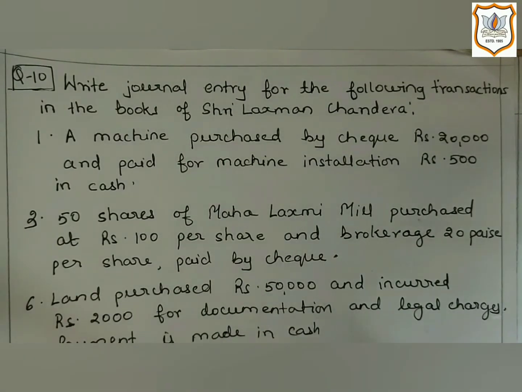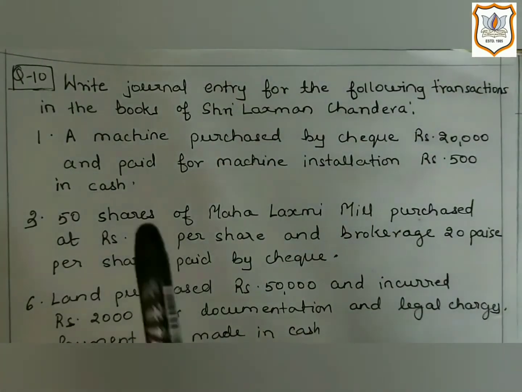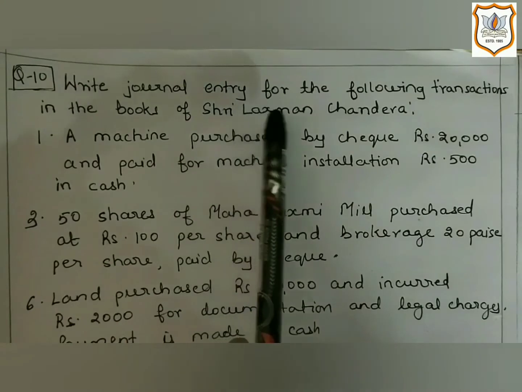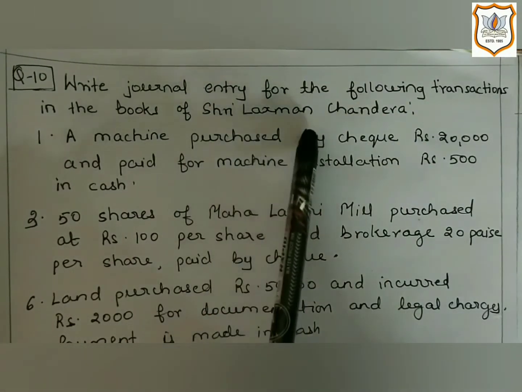Today I am going to explain to you journal entries of transactions related to assets, revenue and expenses. So here I have taken a few transactions of question number 10 and question number 11 of your textbook on page number 104. So here is question number 10. Write journal entry for the following transactions in the books of Shri Lakshman Chandera.